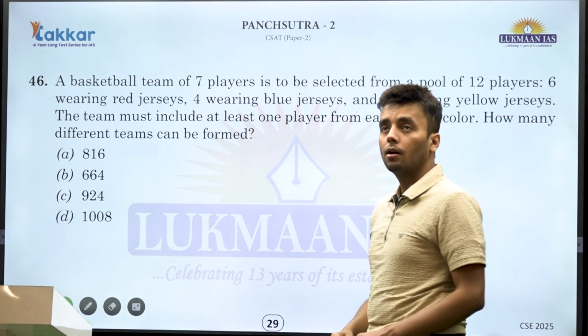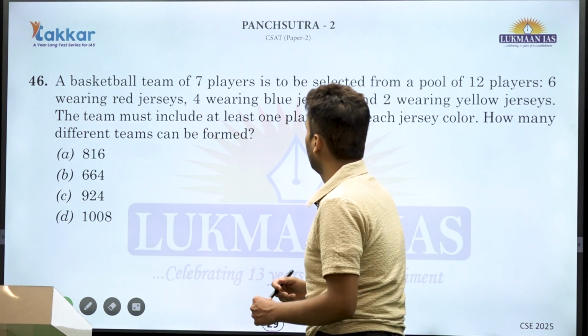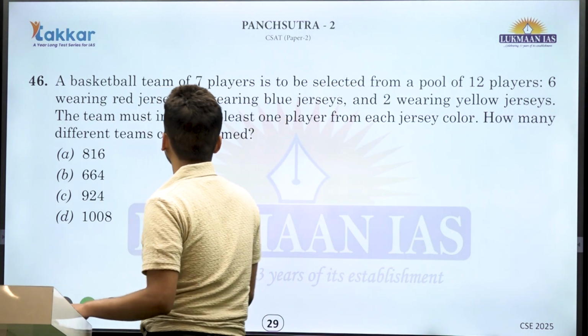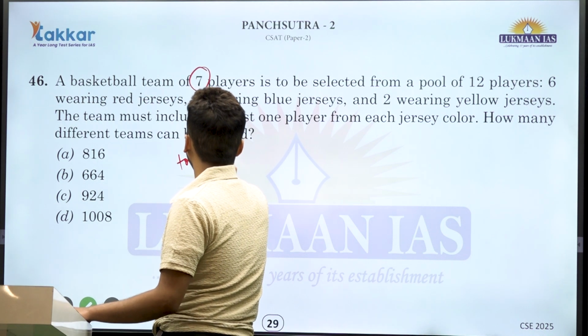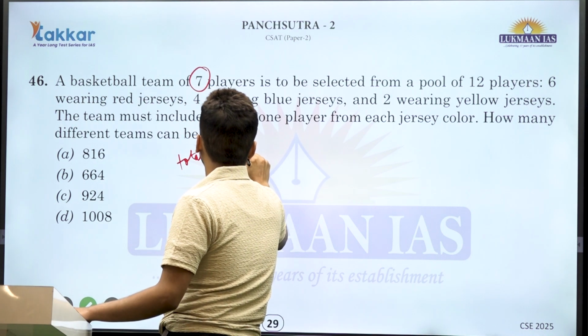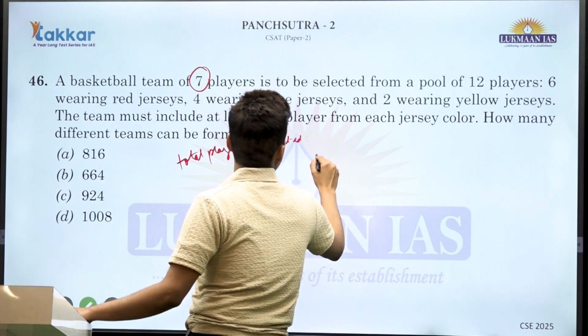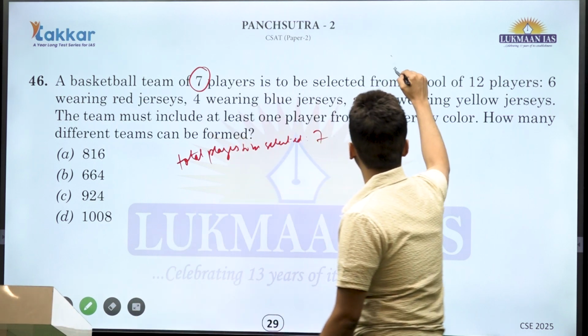Okay, now this is a permutation and combination question. Let's see how it's done. A basketball team of 7 players, total players to be selected is equal to 7 from a pool of 12 players.